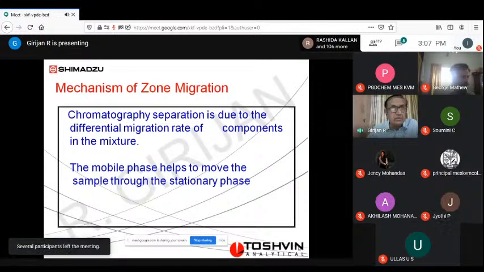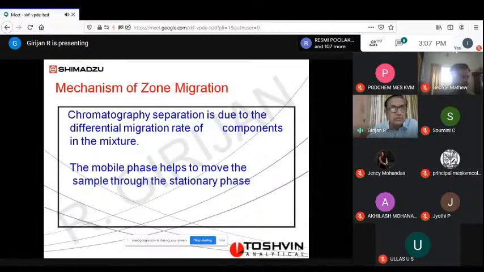And in any chromatography system, there is a column. The column contains what? Column contains a stationary phase. I told you before, stationary phase is always inside the column. And stationary phase is also nothing but a chemical compound.